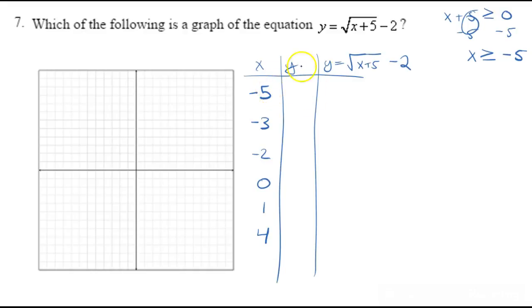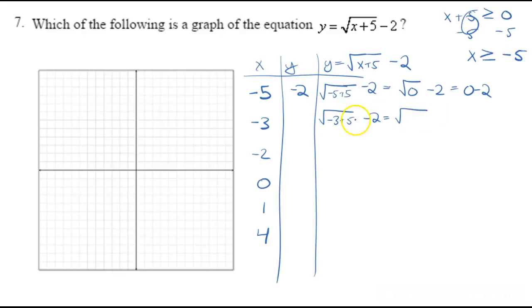So when you substitute x equal to negative 5, you get the square root of negative 5 plus 5, minus 2. So that's the square root of 0 minus 2, or 0 minus 2. If we substitute in negative 3, we get the square root of negative 3 plus 5, minus 2. Negative 3 plus 5 is 2, so the square root of 2 minus 2. Now that's as simplified as you can get, but I don't know exactly what that equals on the graph.